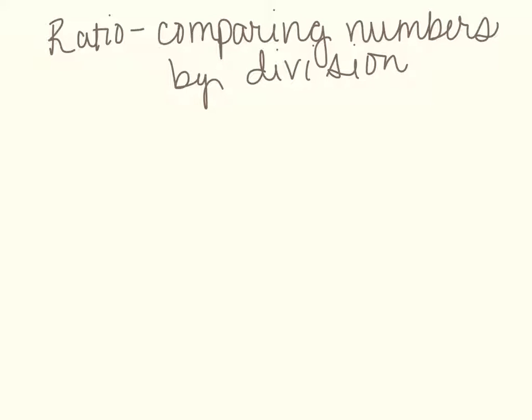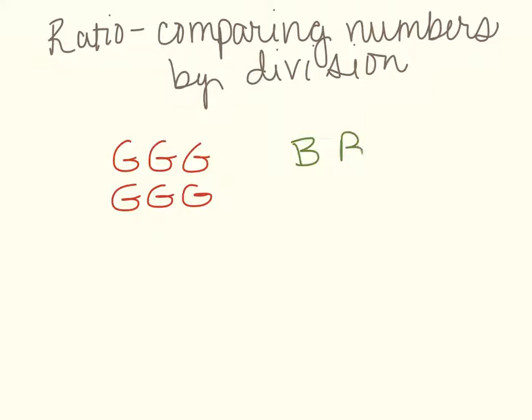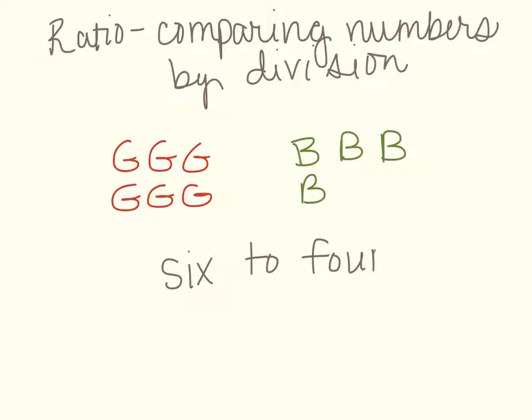If I have a little tiny class, and in my little tiny class I have 1, 2, 3, 4, 5, 6 girls, and I have 1, 2, 3, 4 boys. Now, the way I would compare those two is I would say the ratio is 6 to 4. The ratio is 6 to 4.